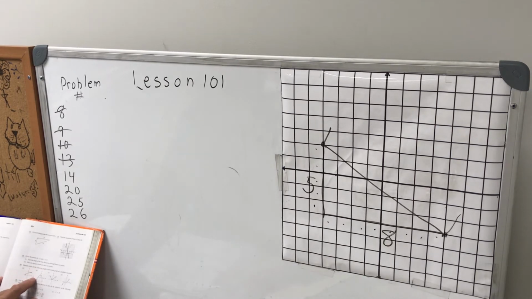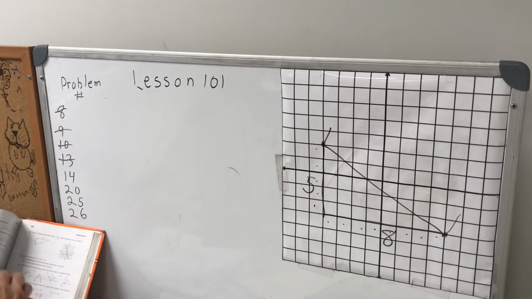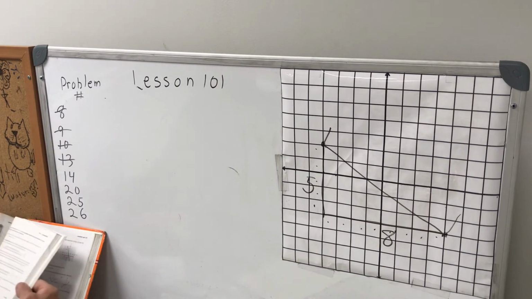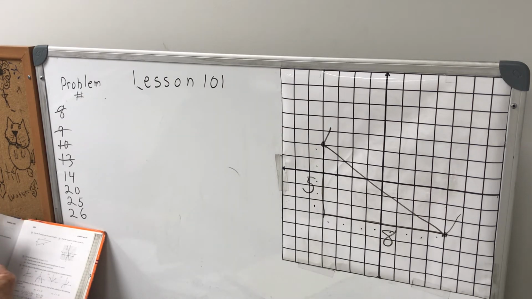Number 14. This is not new. It's up from lesson 95. However, we did not learn this real well. I want you to turn back to lesson 95, and we're going to look at the quadratic function. That's 95.